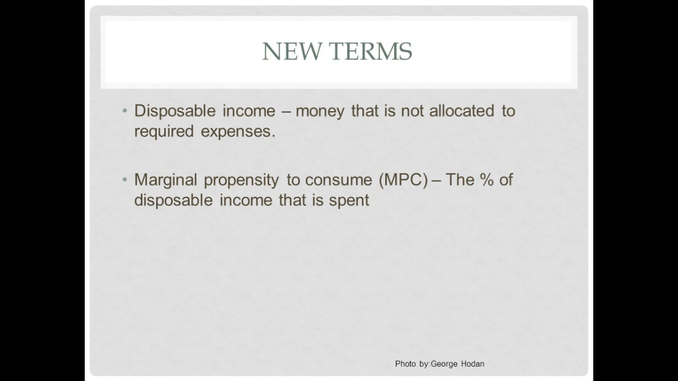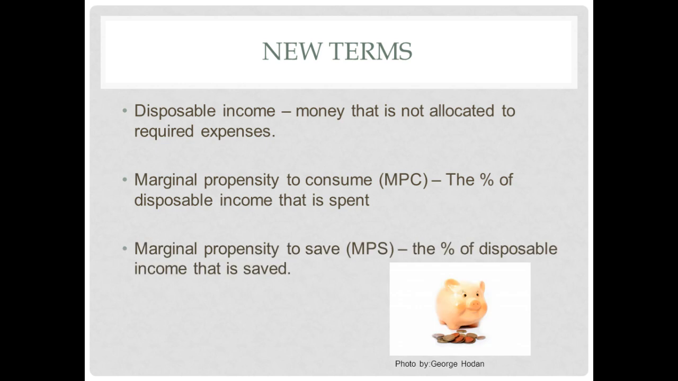The MPC is the percentage of disposable income that is actually spent. So if for some reason someone receives an extra $100, and they spend 90% of it, or $90, then the MPC is 90%. Of course, the opposite would be the marginal propensity to save, and that is the percentage of disposable income that is saved. So like in our example, if someone received $100 and the MPC was 90%, the MPS would be 10%, so they add up to 100%.